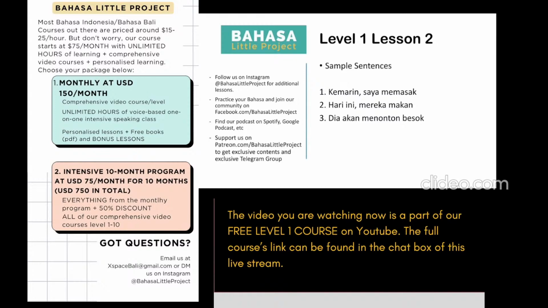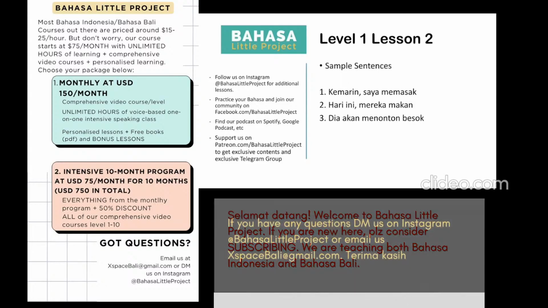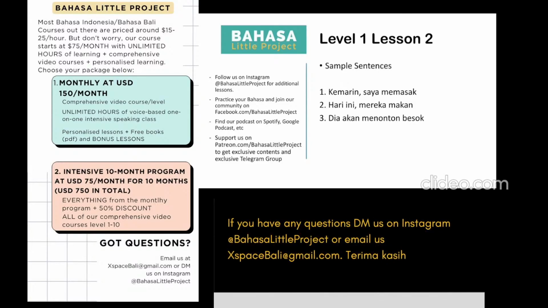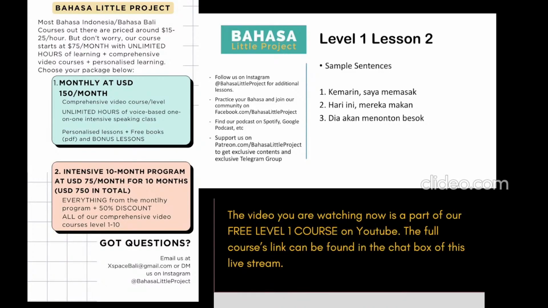Dia, you already noticed it means she or he, right? So dia, she or he, akan. This is something that I talked about just now. This is how you say will in Bahasa. We will of course cover this in more detail, but for now just try to memorize that will is akan in Bahasa. So akan. She will, dia akan. I will, saya akan. They will, mereka akan. You will, kamu akan.